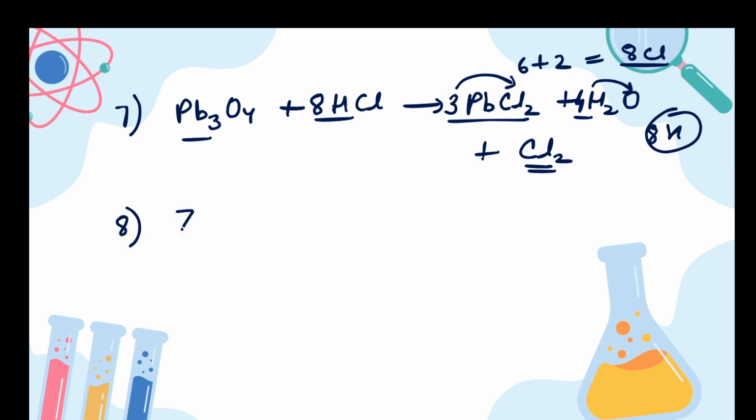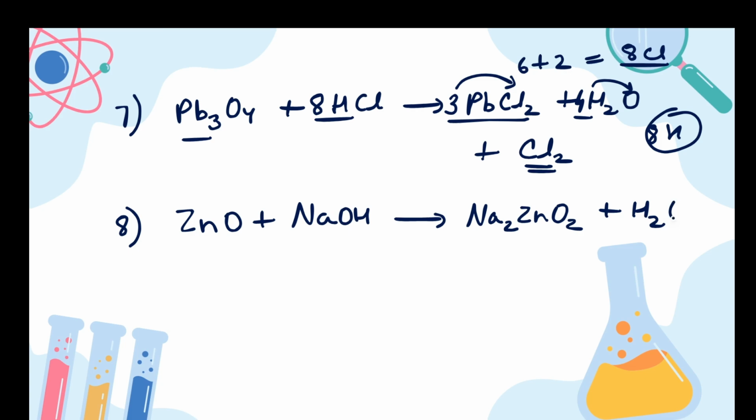Moving on to the next reaction, we have zinc oxide reacting with sodium hydroxide forming Na2ZnO2. What is the name of this compound? It is sodium zincate. Okay, now here sodium is 2. So we write 2 here to balance our sodium. Zinc is 1. Zinc is 1. Oxygen is how much? 2 and 1. 3 oxygen atoms are there. Let's see. Here also 2 and 1. 3 oxygen atoms are there. So the reaction is balanced.